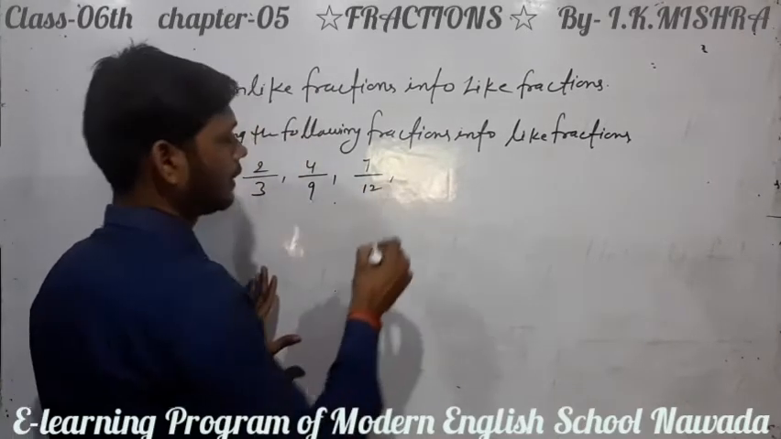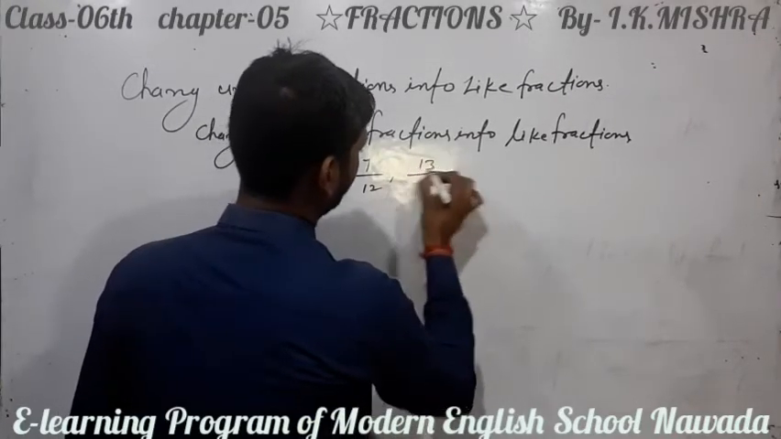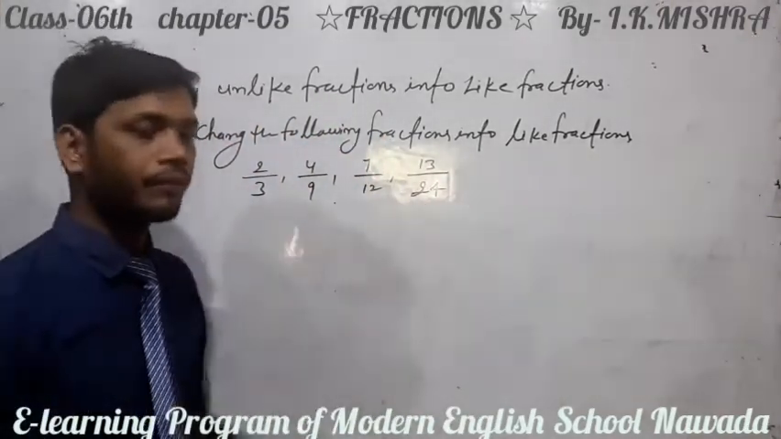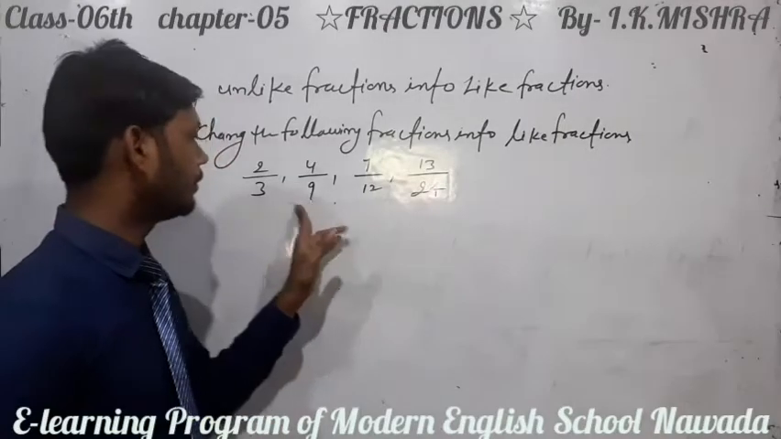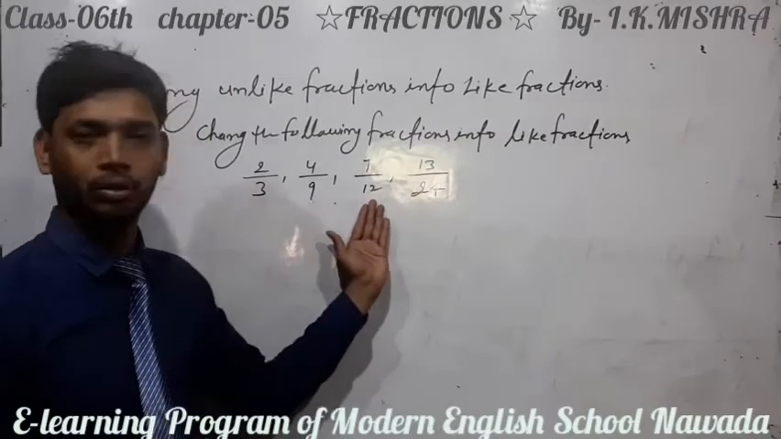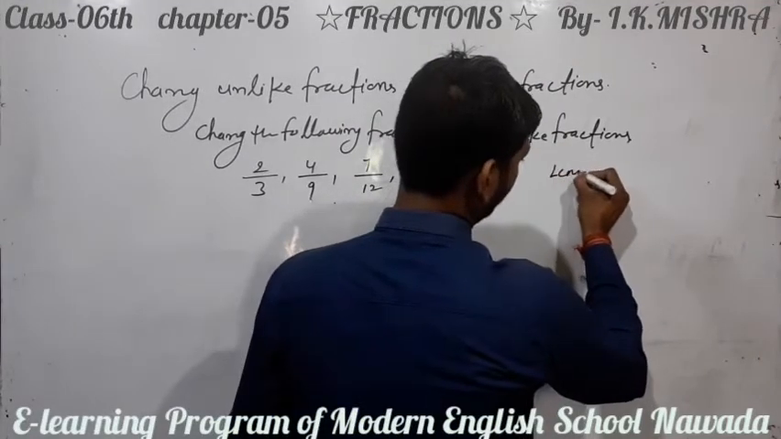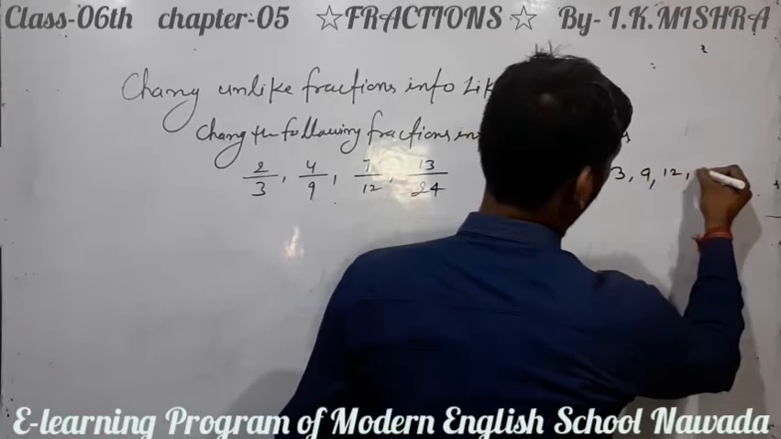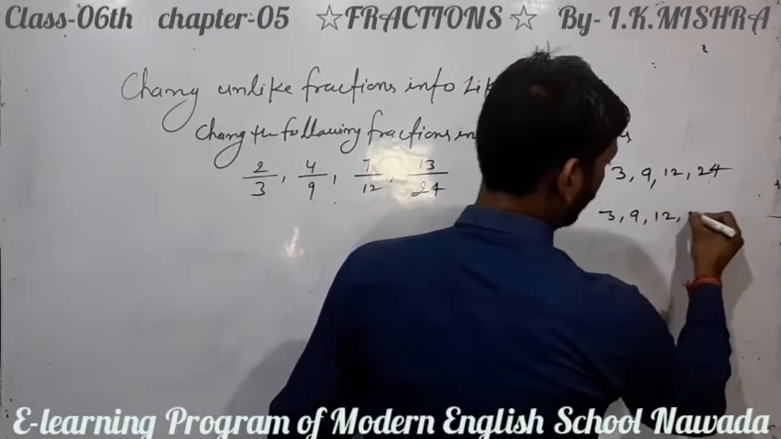7 by 12, and 13 by 24. Here, friends, I write 4 fractions. All of these are unlike fractions because all of these have different denominators. Here the denominators are 3, 9, 12 and 24. So first of all, find the LCM of all the denominators 3, 9, 12 and 24.